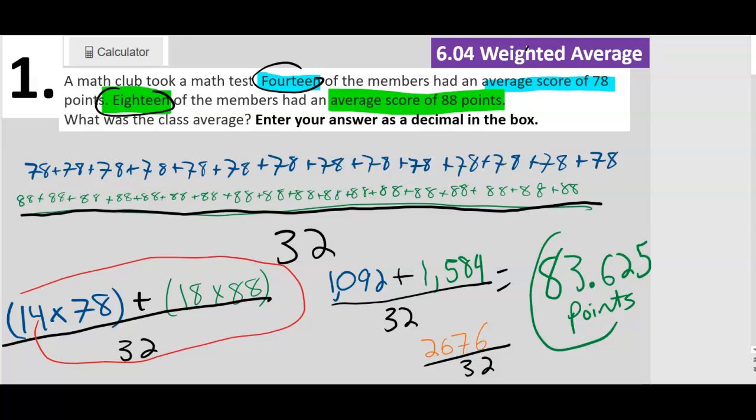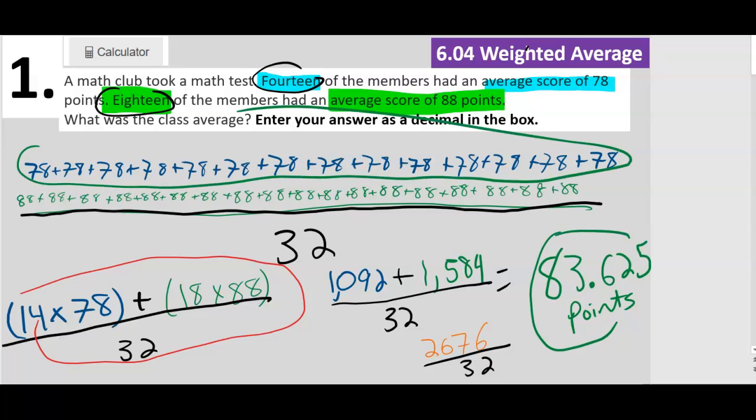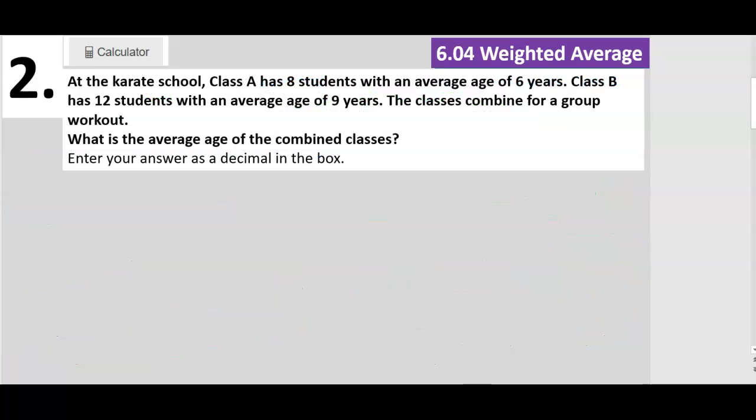83.625 points, which makes sense because it's got to be more than 78, right? Yeah, it has to, because 78 is our lowest number, and it's got to be less than 88 because 88 is our highest number, and this number does fall in between. If we had something like 180 or something like 7, we'd know something would be amiss, something would be awry.